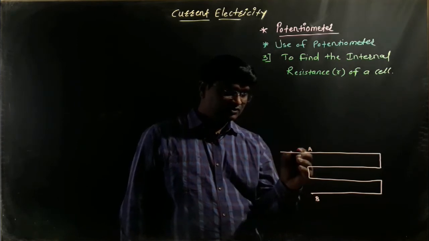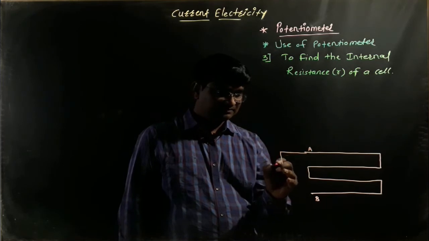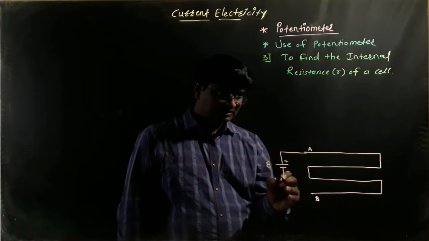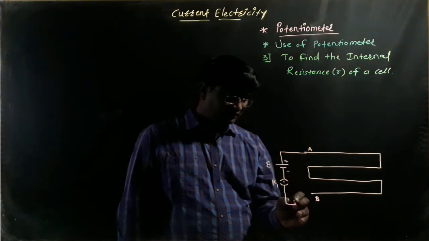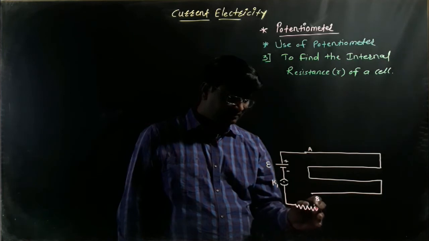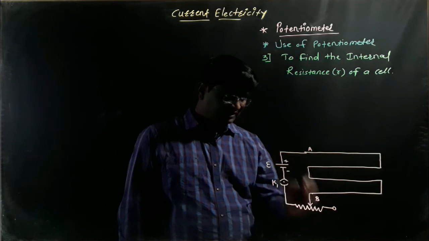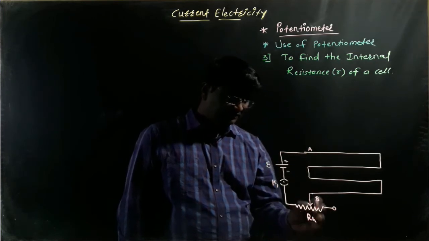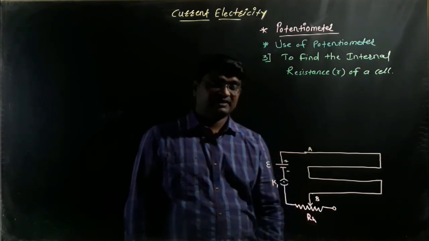Between the wire AB, we connect the cell, that is epsilon, and the key, which is denoted by K1, and the rheostat. The cell of epsilon, the key and the rheostat are connected in series.